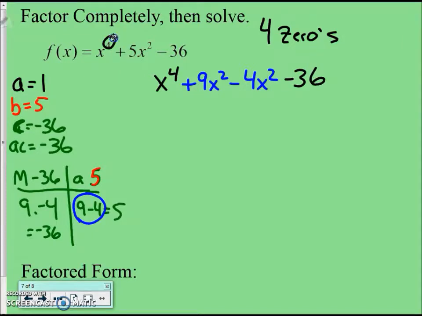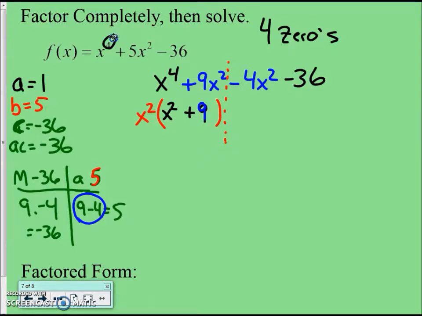Okay. Factoring by grouping, we see out of our first two terms, x squared would be our GCF between x to the 4th and x squared. And we're going to multiply that by x squared plus 9. If I look at this, x squared and x squared gives me x to the 4th. X squared multiplied by 9 gives me 9x squared.